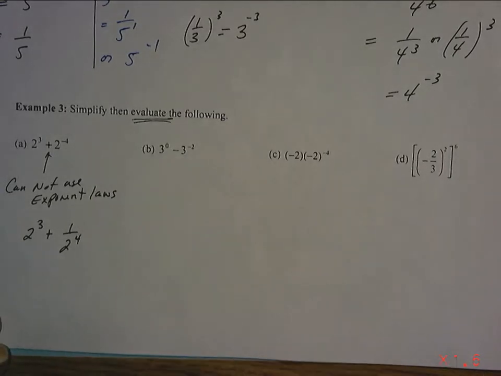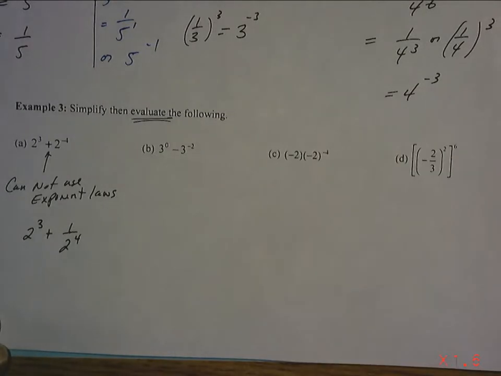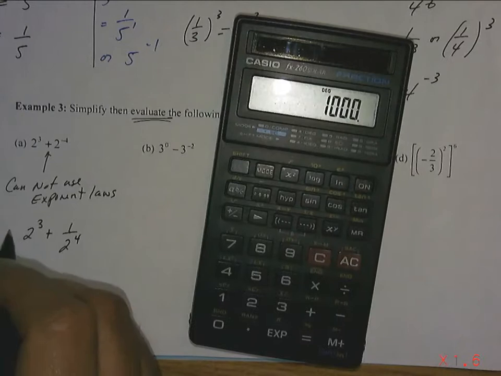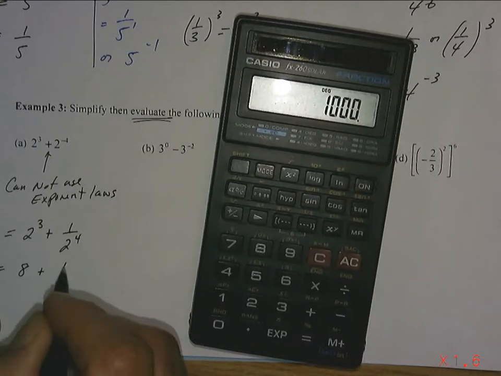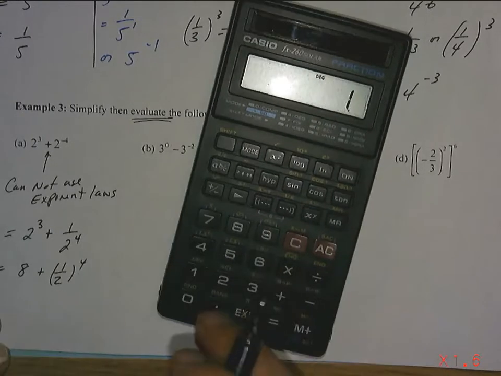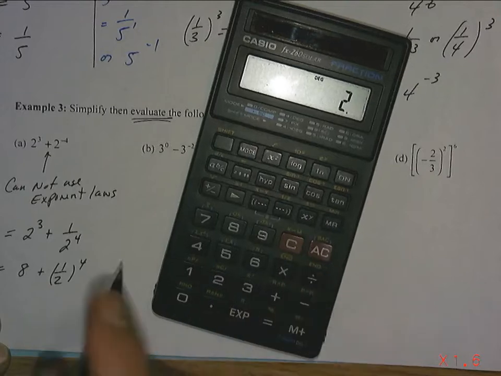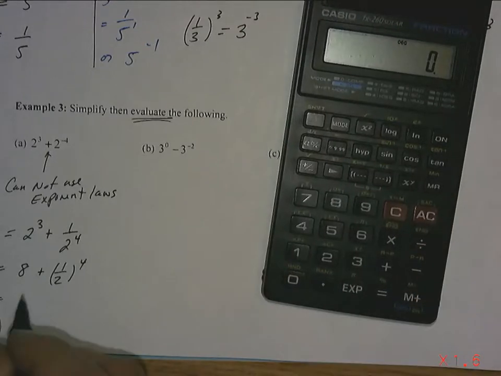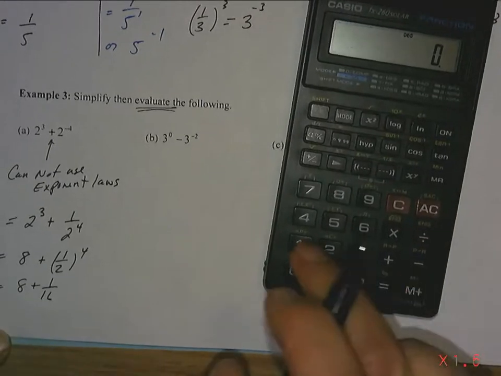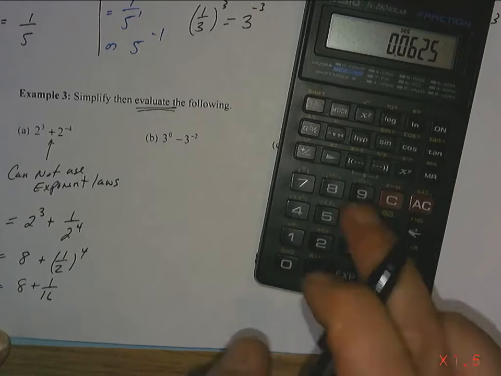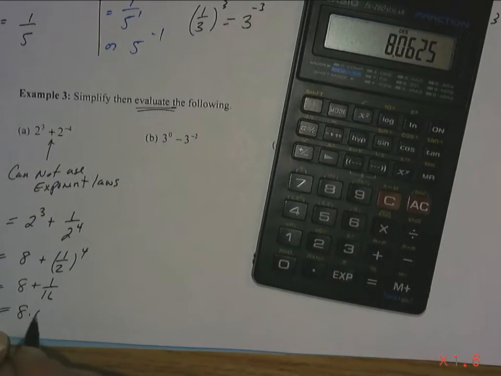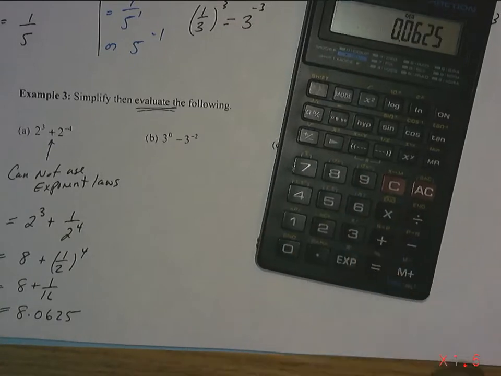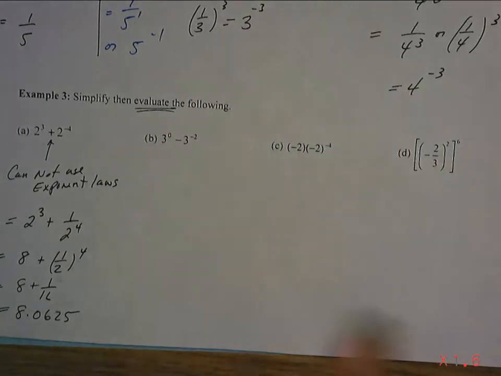Not a lot you can do here. The most you can do is, there's not even any simplifying we really can do. You can try to get a common denominator, but I don't see any value in that. This will be 8 plus 1 over 2 to the 4. 1 divided by 2 to the 4 is going to be 2 times 2 times 2 times 2, so that's going to be 4, 8, 16. And our final answer will be 8.0625. Done. So, not pretty. That's the best we can do.